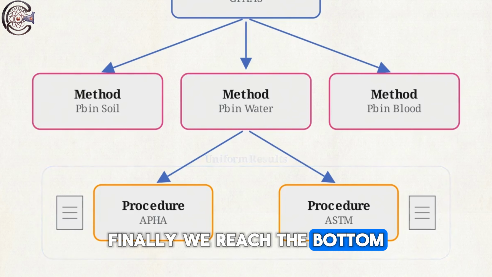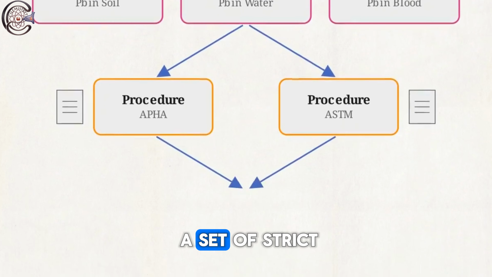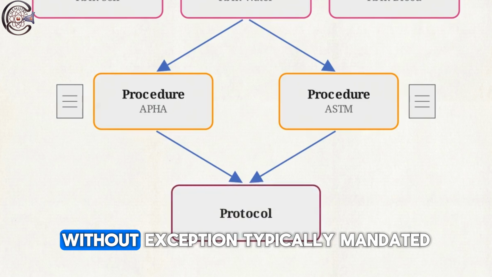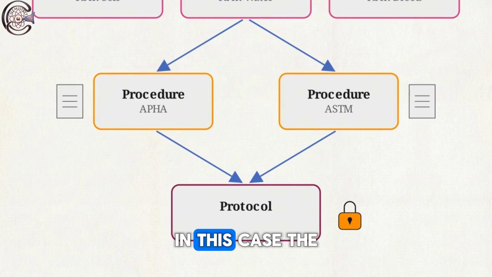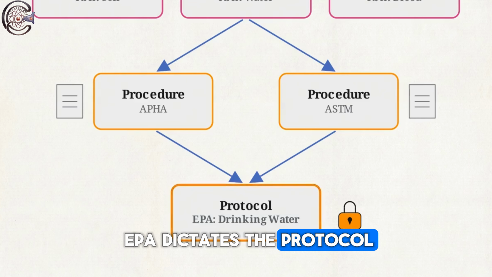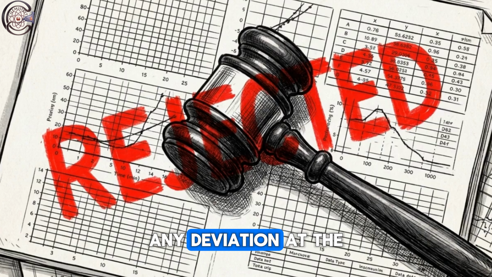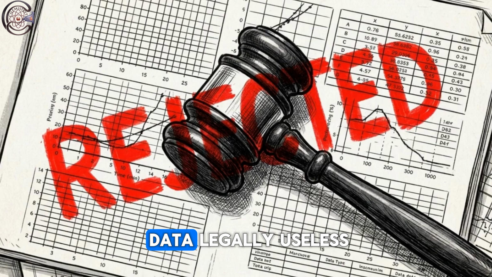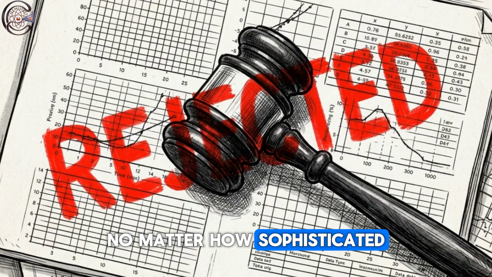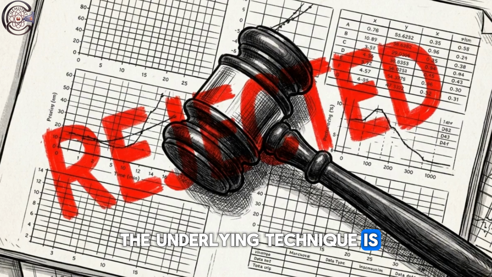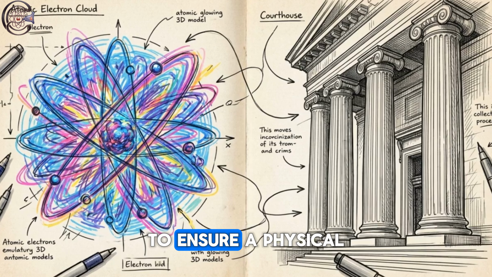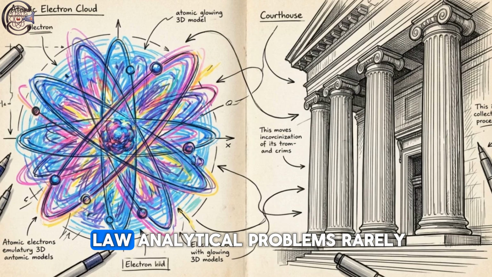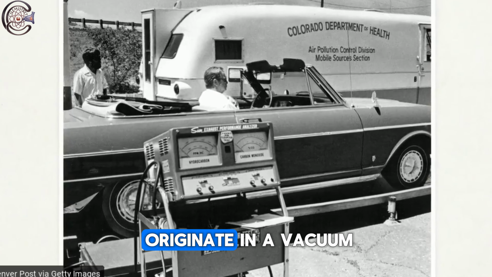Finally, we reach the bottom, the protocol. This is a set of strict guidelines that must be followed without exception, typically mandated by a regulatory body. In this case, the EPA dictates the protocol for drinking water. Any deviation at the protocol level renders the data legally useless, no matter how sophisticated the underlying technique is. Analytical chemists must navigate this entire hierarchy to ensure a physical principle can stand up as empirical proof in a court of law.